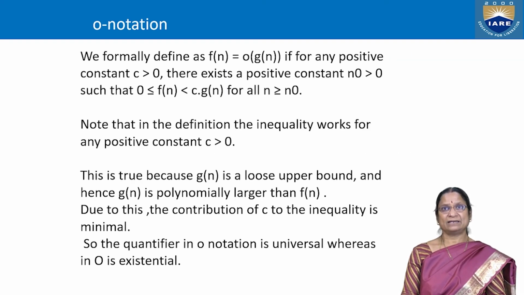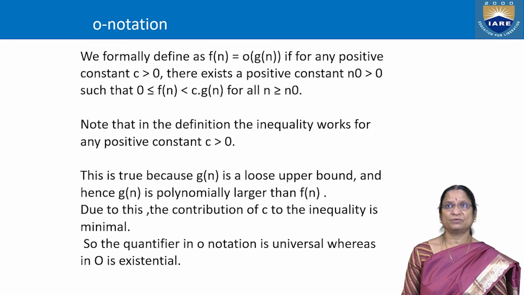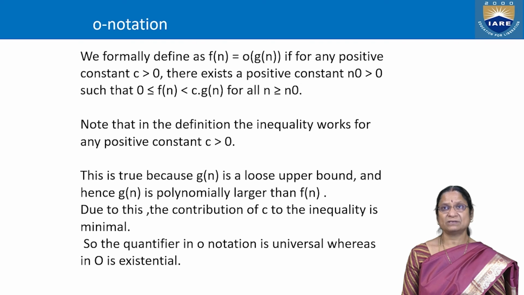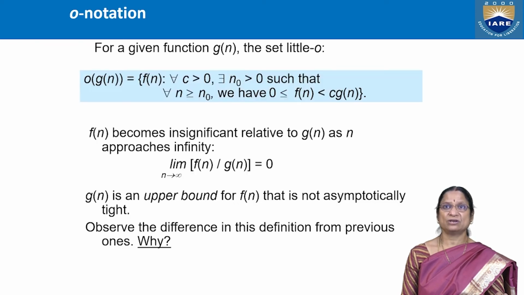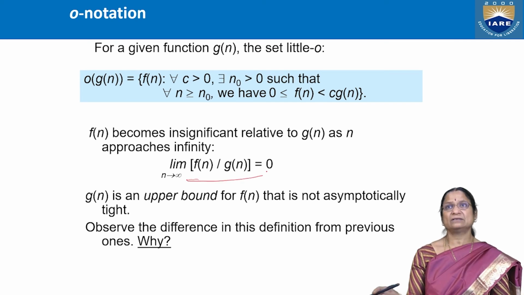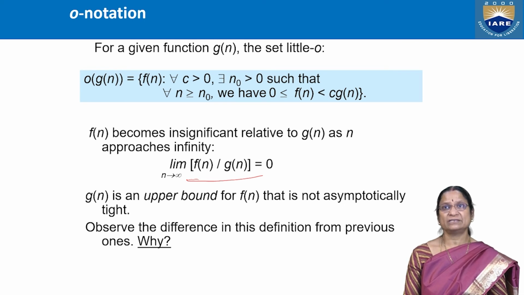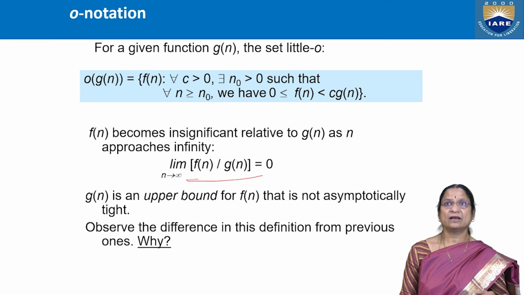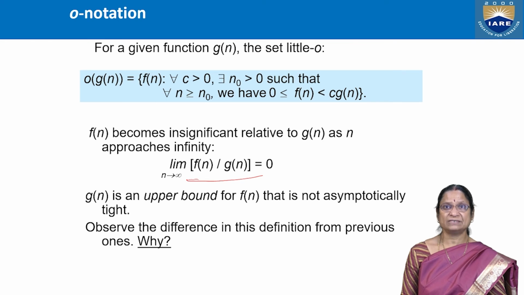That means we generally represent f of n is equal to small o of g of n if, for any positive constant c greater than 0, there exists a positive constant n0 greater than 0 such that 0 is less than or equal to f of n less than c g of n. This is represented as the limit as n tends to infinity of f of n divided by g of n is equal to 0. Then g of n is an upper bound of f of n that is not asymptotically tight. So that's the difference in this definition compared with our previous case: g of n is an upper bound of f of n, but it is not asymptotically tight.